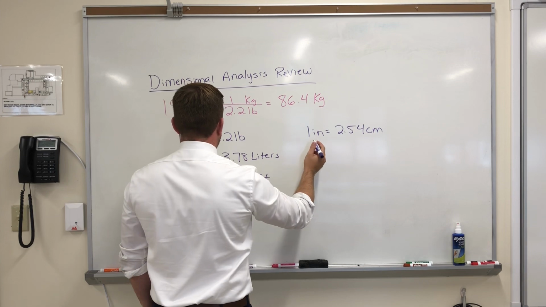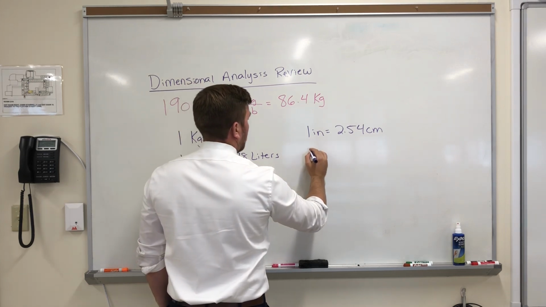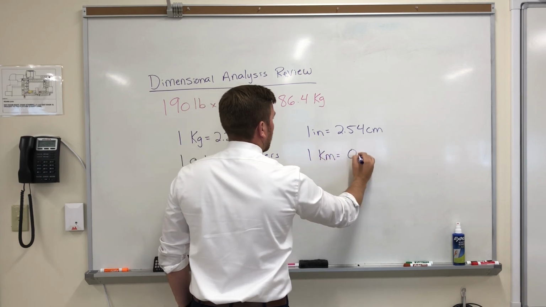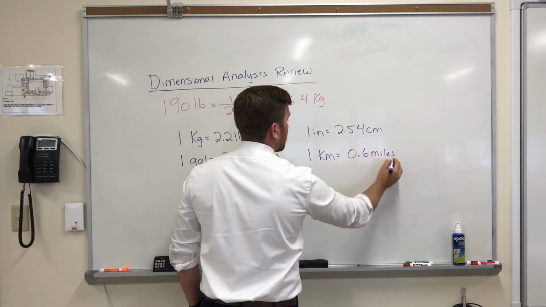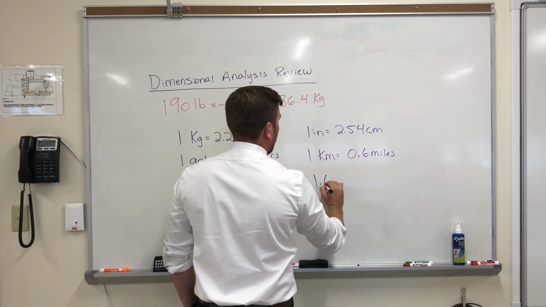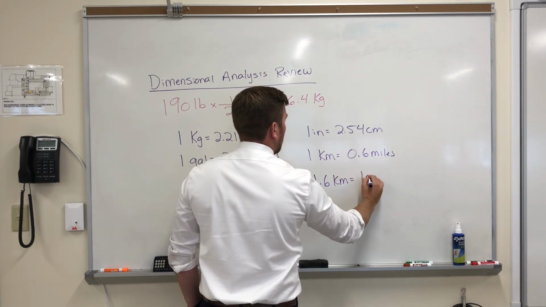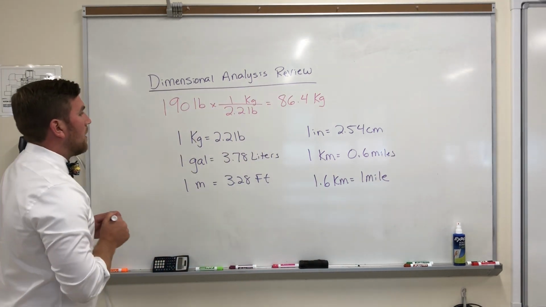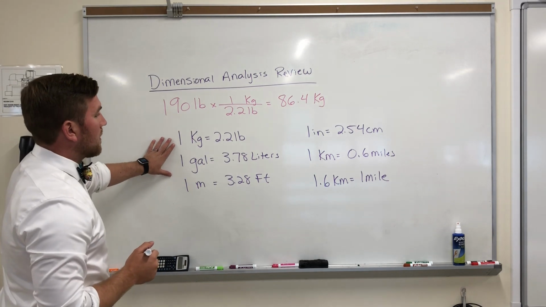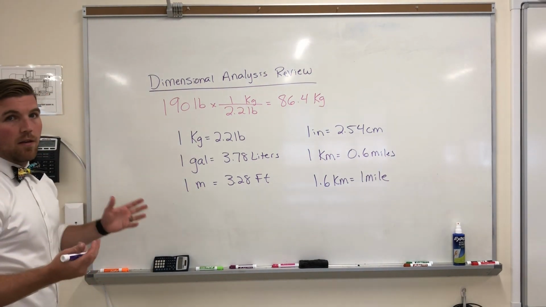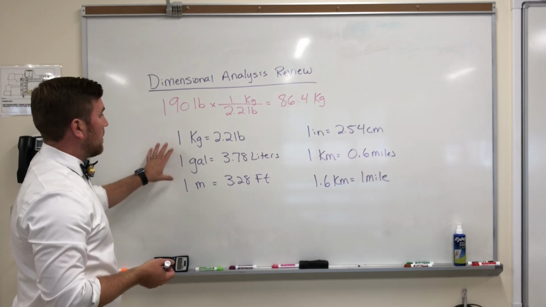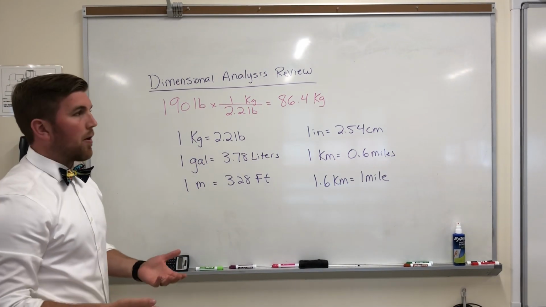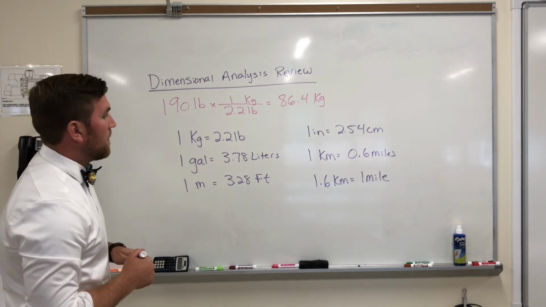And 1 kilometer is 0.6 miles. You could also use this the other way and say that 1.6 kilometers is 1 mile. Those are interchangeable, they can go both ways. Other than this, if there's anything that you really feel like you need, and you really want to make everything one step, you can put anything you want on that note card, or you can, for the honors class, memorize anything you want for a conversion.